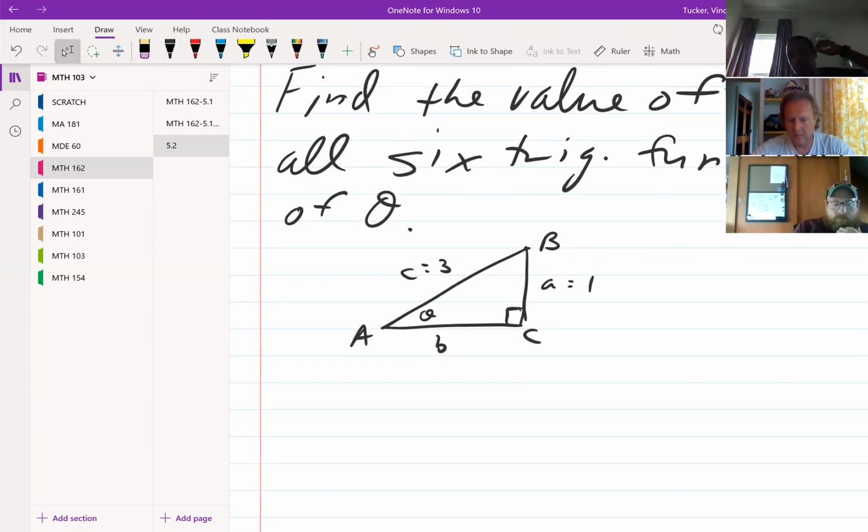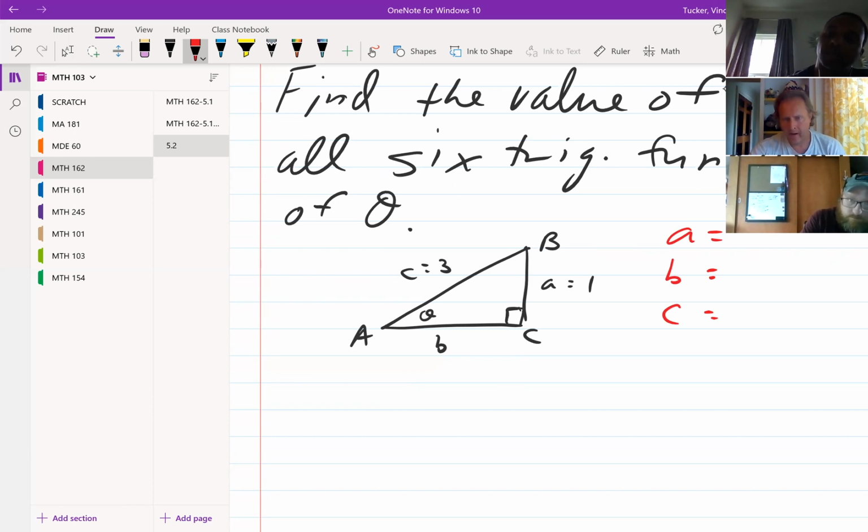All right, so we have this triangle right here. They give us side C is equal to 3, side A is equal to 1, and side B is not given. So that's the first thing we need to do, is figure out side B. And we'll use the Pythagorean Theorem.